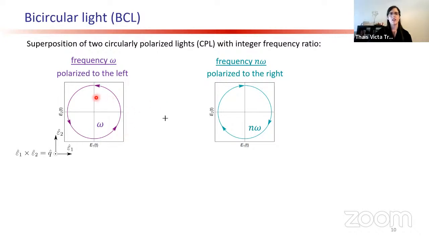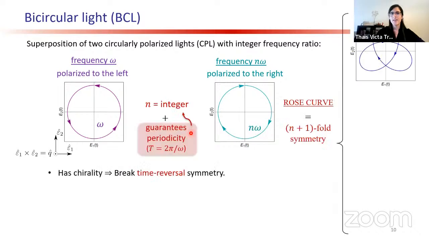As I mentioned in the beginning of the talk, this is a linear combination of two circularly polarized lights. I have here one light that is polarized to the left, shown in purple. It has frequency omega. And I have another light that is circularly polarized to the right with another frequency n omega, where n is chosen to be an integer. This is so because then the result of this superposition will also be periodic, with the same frequency omega. So what is the result of this combination?